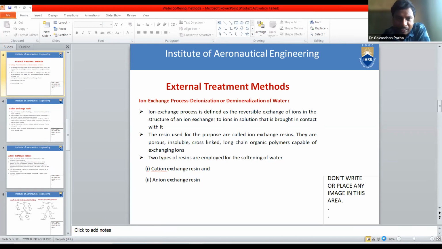By using anion exchange resins, what ions are exchanged? Chlorides, nitrates, sulfates, carbonates, and bicarbonates. All are exchanged by the anion exchange resin.